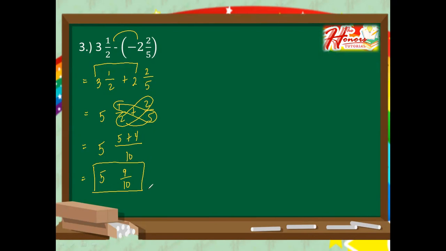It is because 9 over 10 is already a proper fraction. And also, there's no number that can divide the numerator and denominator at the same time without remainder. So that's it for subtraction of the dissimilar fractions.